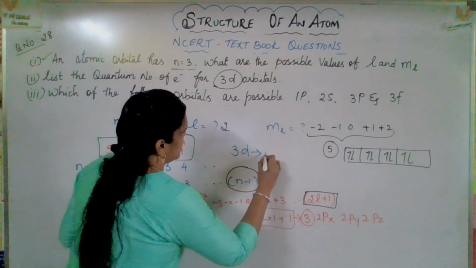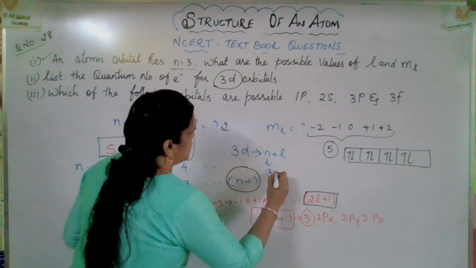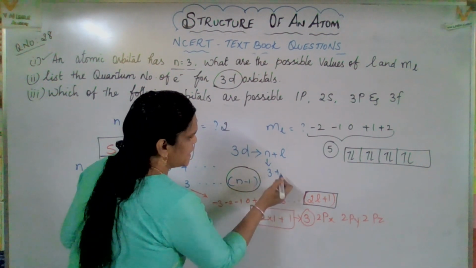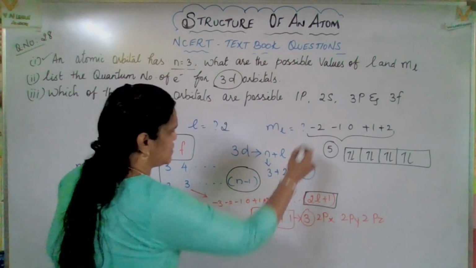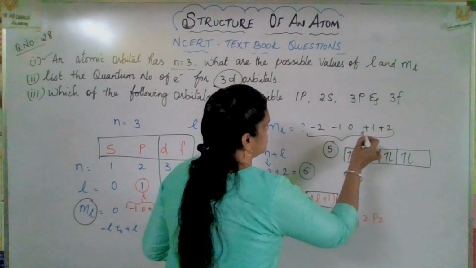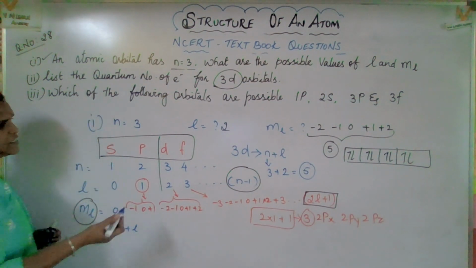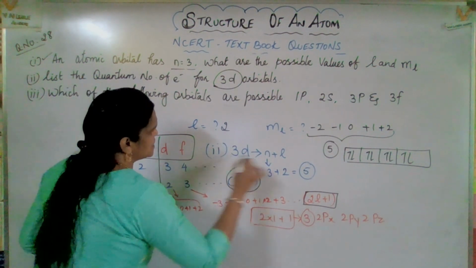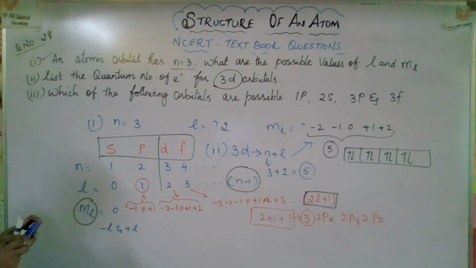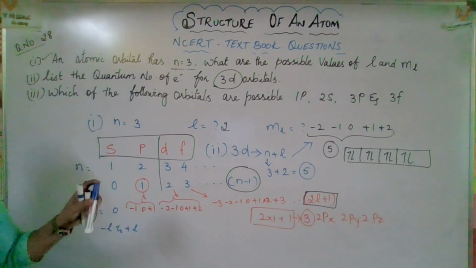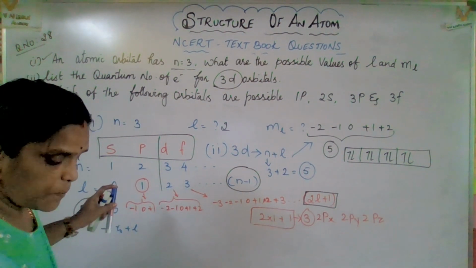3d means n equals 3 and l equals n minus 1, so that is 2. So altogether 5 values, which are minus 2, minus 1, 0, plus 1, plus 2. Indirectly they ask for the same answer. The second one is the same point as the first answer. I hope you got a clear idea about all these points. Yes, fine. Come on, let us go for the next question. What are the possibilities?